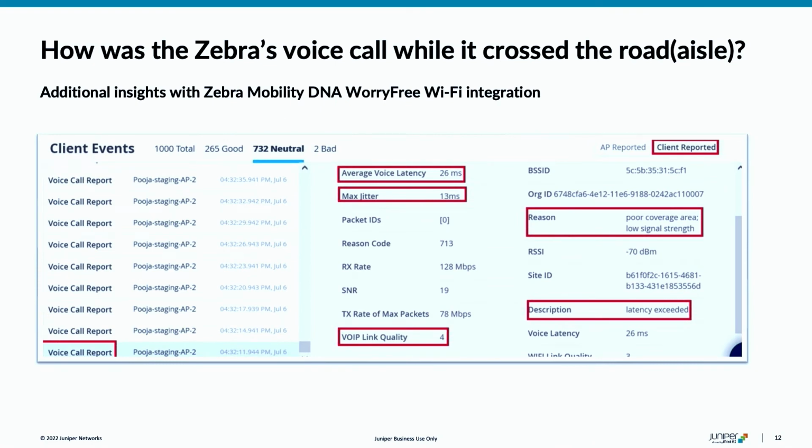And we're not the only ones that integrate with Zebra. There's a lot of great integrations out there as well. But it's just to give you some example of tying in that roaming experience into application quality experience, such as voice call, VoIP link qualities, and those sorts of things dropping out as well.